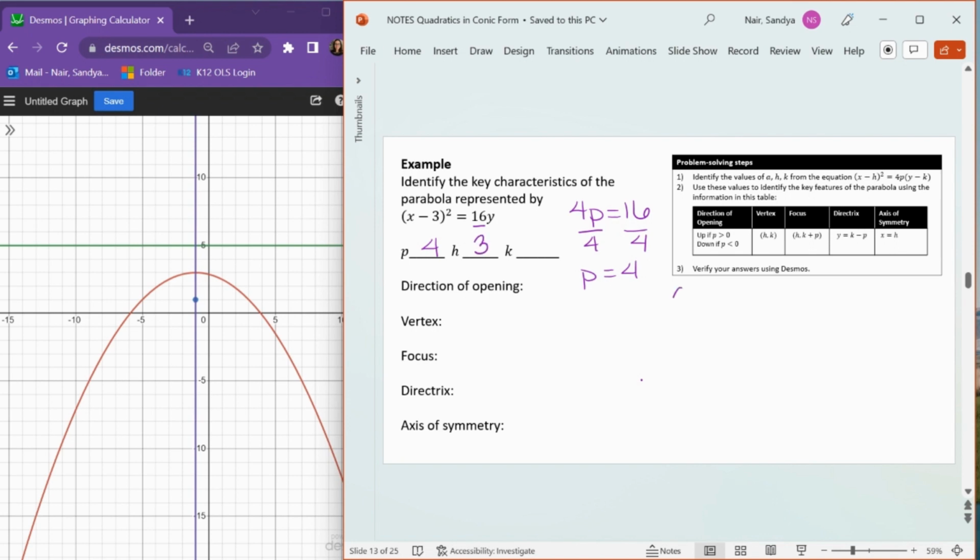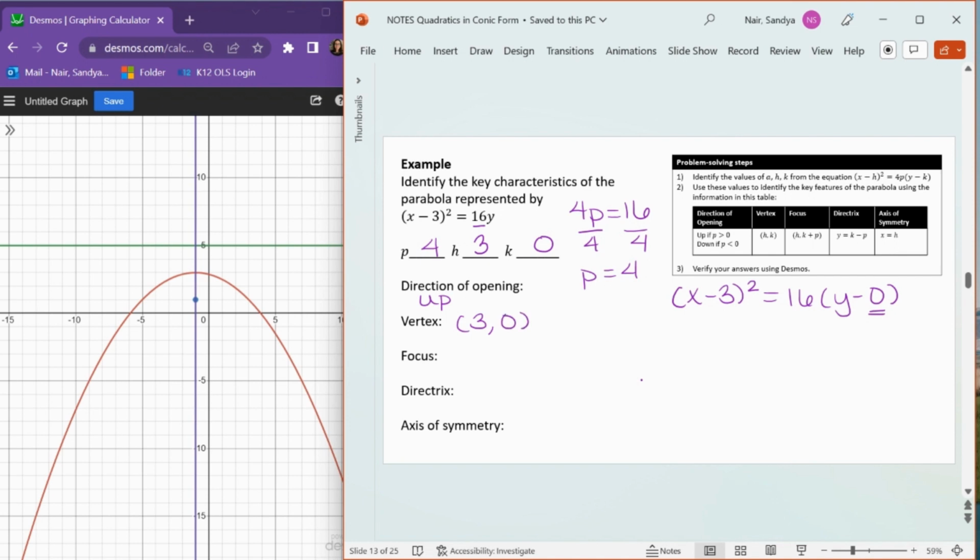Well, the thing to realize here is that I can rewrite this as x minus 3 squared equals 16 times y minus 0, right? It's kind of like there's a 0 there with y. So that's going to tell me the value of k. So my k is actually going to be 0. And so based on p, I would say that the direction of opening is going to be up. hk tells me the vertex, so the vertex of this parabola will be at 3, 0.